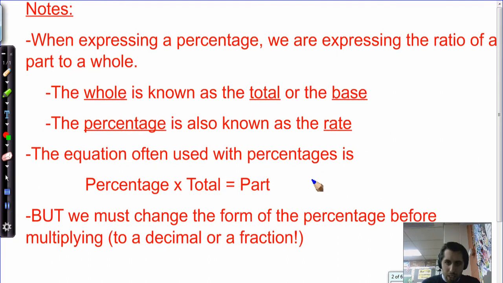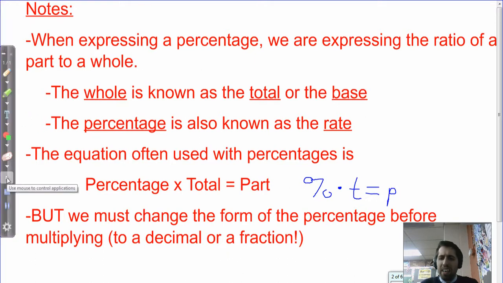The way I usually notate this, and I write it before I solve the equation, is percentage sign, which I use as a variable because variables can be any symbol that stands for a number, times total, whether it's capital T or lowercase t is up to you, equals the part. We use P to designate part.